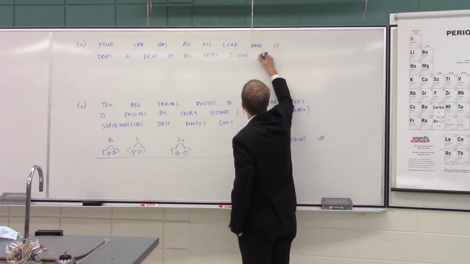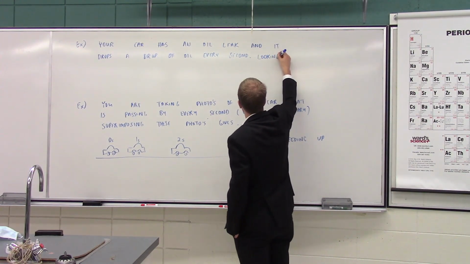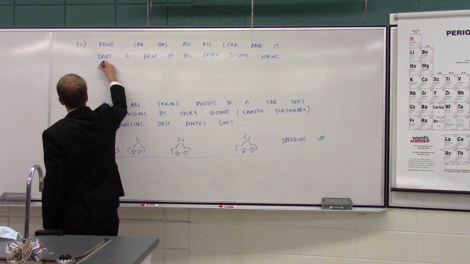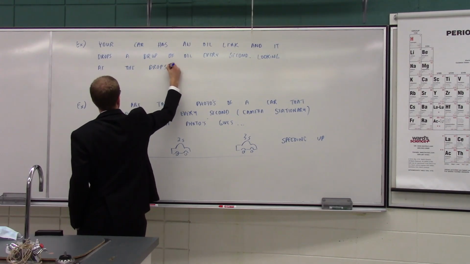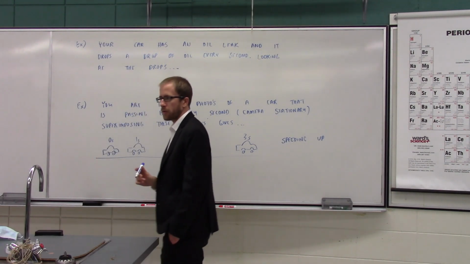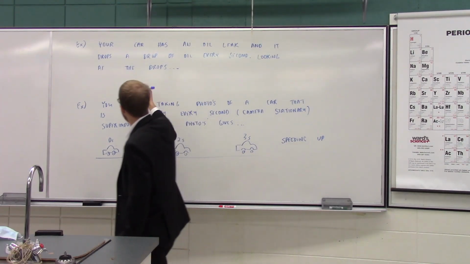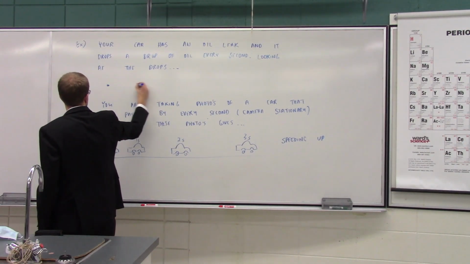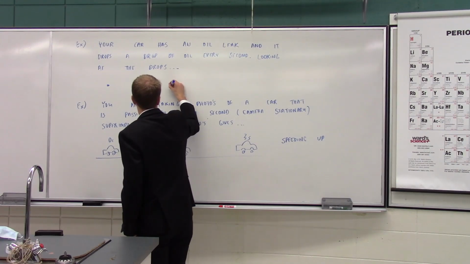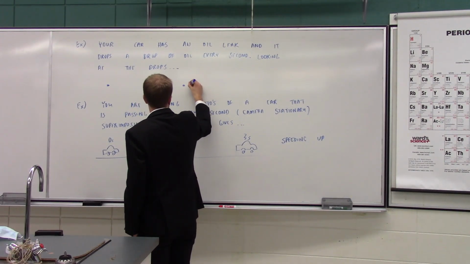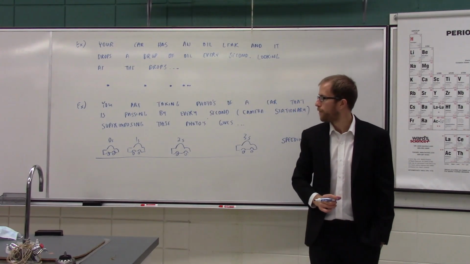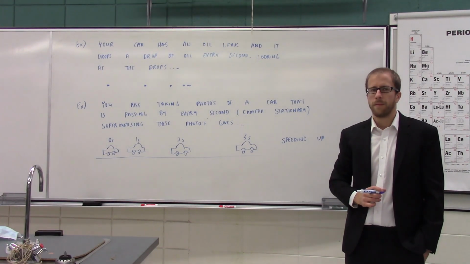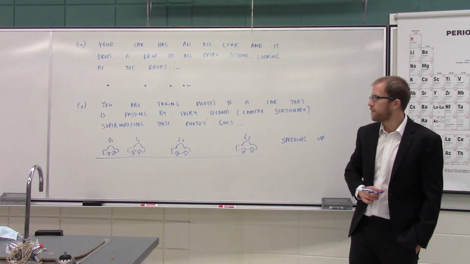Now, looking at the drops, we get something that looks like, let's say this. Let's say we analyze the drops on the pavement, and we get something that looks just like that. How would you describe the motion of this vehicle?